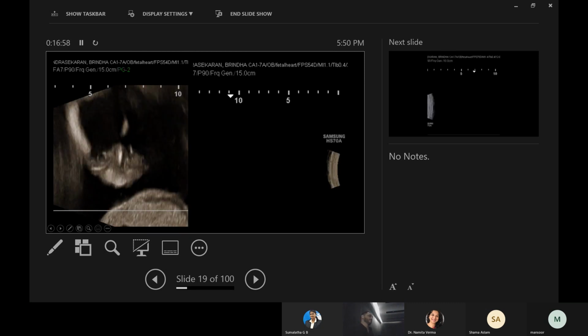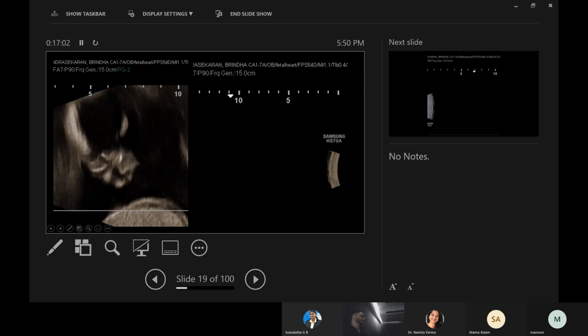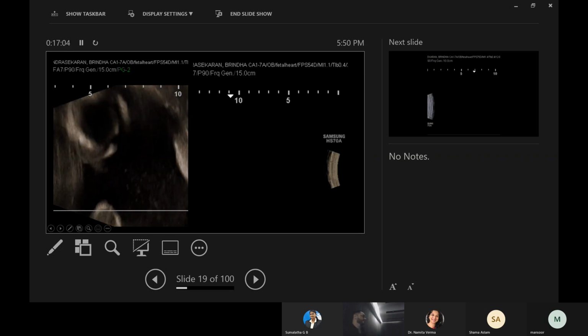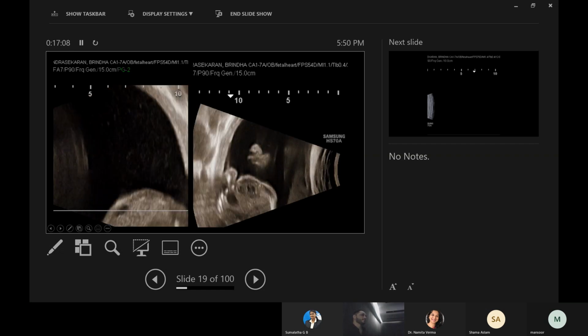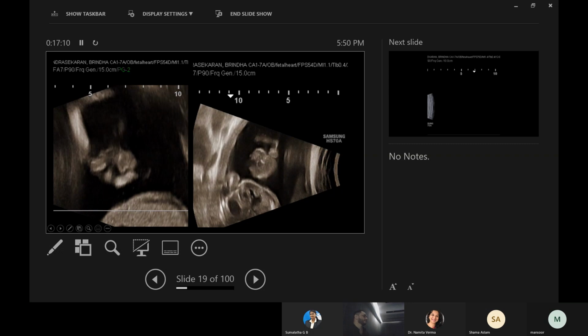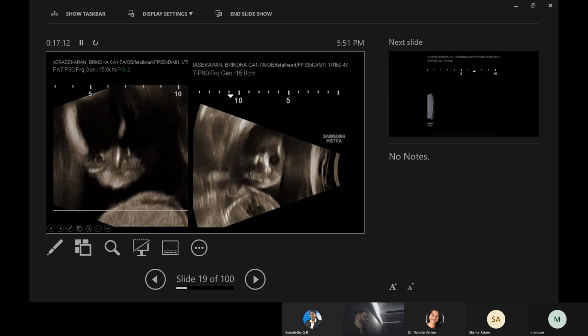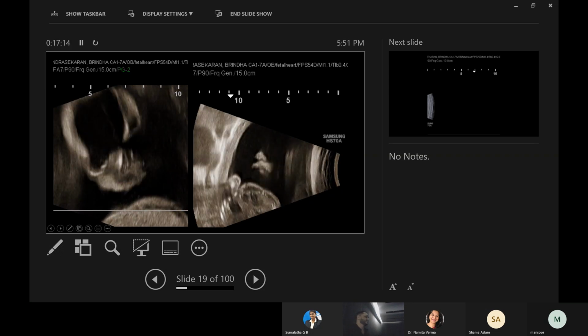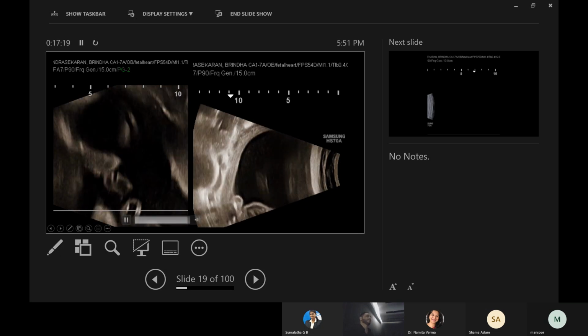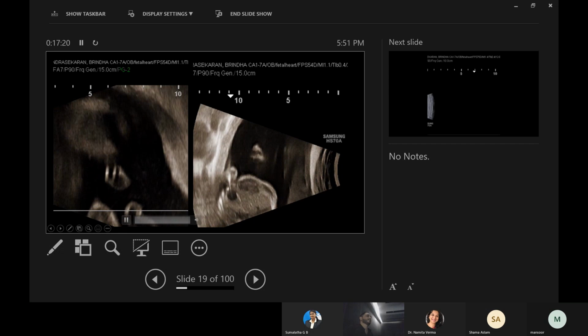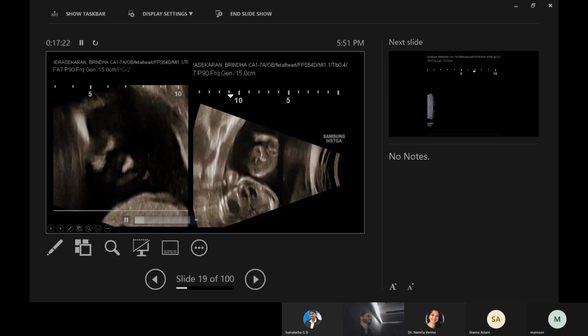Always see these planes images. They were originally described when the machines were not so advanced. Now we always have the option of making cine clips. So try to take as many clips as possible. So here you can see the eyelids, even the eyelashes of the baby. See the eyelashes.